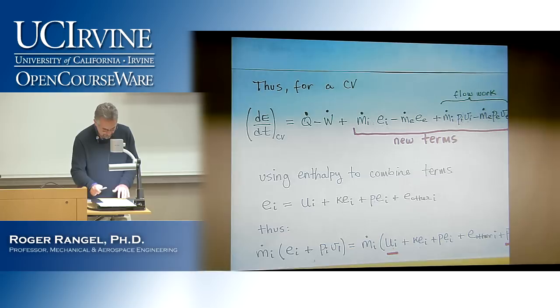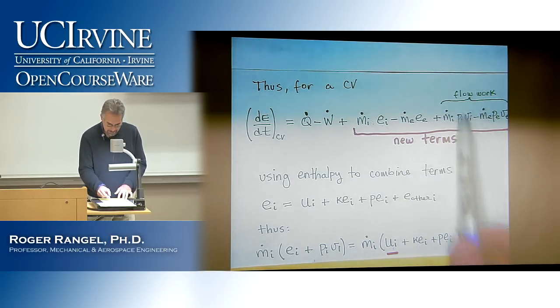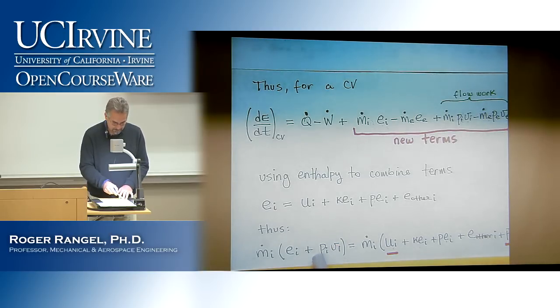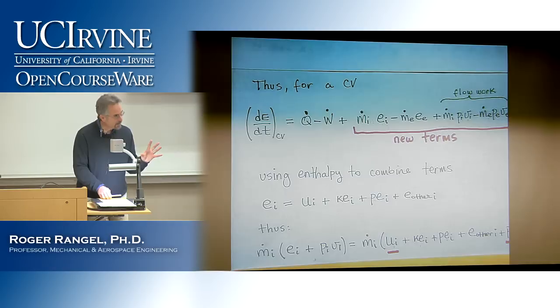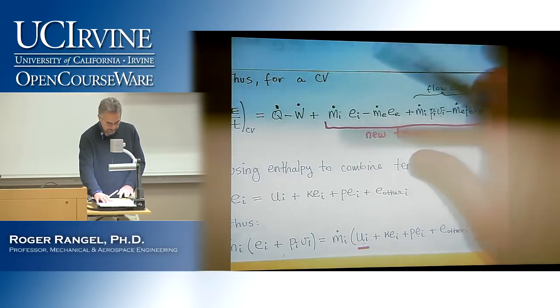So if I take then those two terms, this term and this term, and write them separately out here, I can factor out the m dot i, that is the e sub i plus P_i v_i, and then break down the e sub i into u sub i plus kinetic energy sub i plus potential energy sub i plus any other form of energy sub i, and then there is the plus P_i v_i. And now I just take the internal energy part of the equation, and add it together with P_i v_i to form enthalpy.